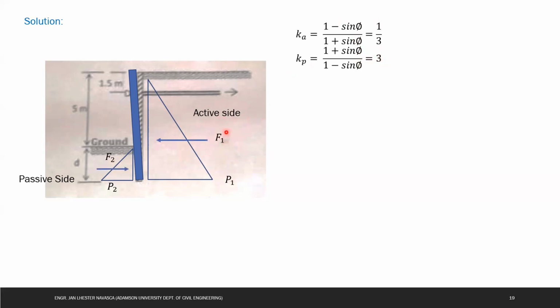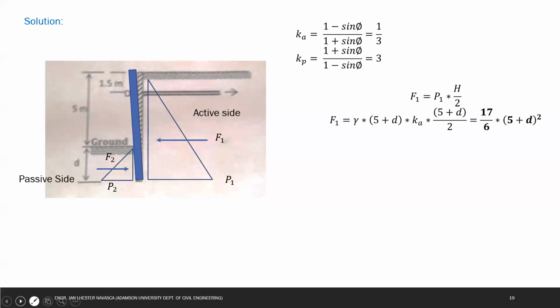Then we have this active force, which is F sub 1 and F sub 2 acting on the centroids of this pressure diagram. Okay, solving for F sub 1, basically that is the area of the triangle. So your pressure 1 or P sub 1 is, this will be the total length. I think naglagay ako ng total length. Wala. So the total length is 5 plus D. This total length will be 5 plus D, this unknown depth. Okay, and this total length will be D.